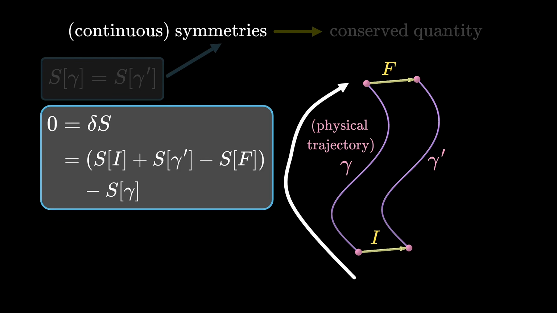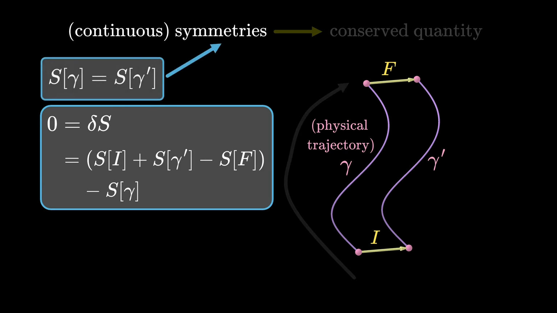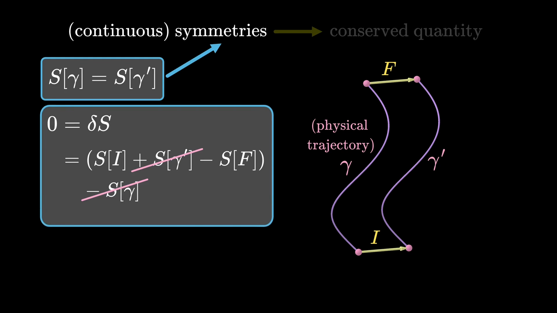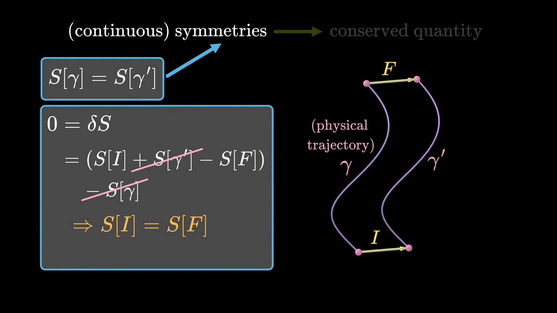But now, by our assumption that this transformation is a symmetry, S along gamma equals S along gamma prime, so we can conclude that the action along I is the same as the action along F. This is known as the Noether charge and is the conserved quantity in Noether's theorem.